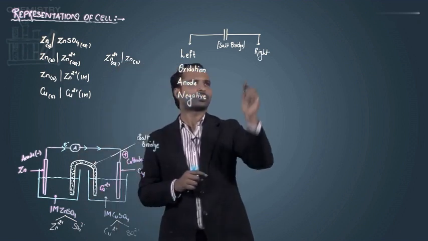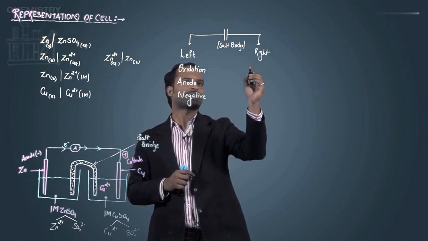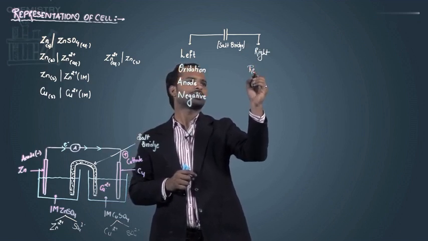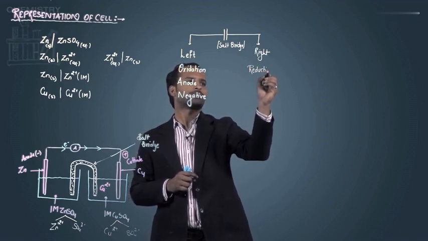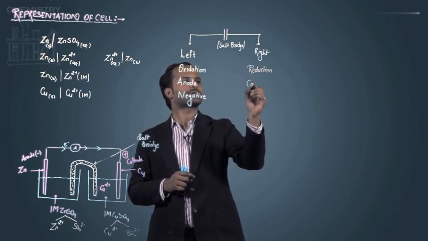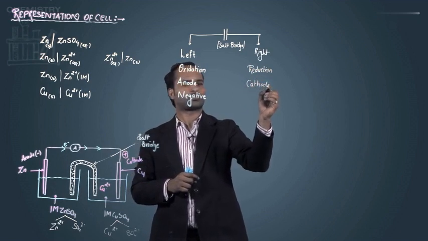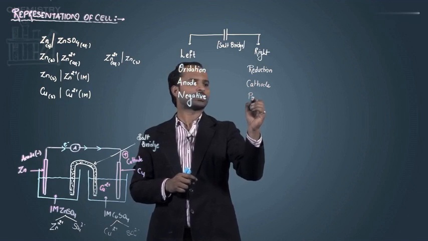On the right hand side, we consider that electrode where the reduction takes place. The reduction takes place at the cathode electrode, and the cathode is positively charged.